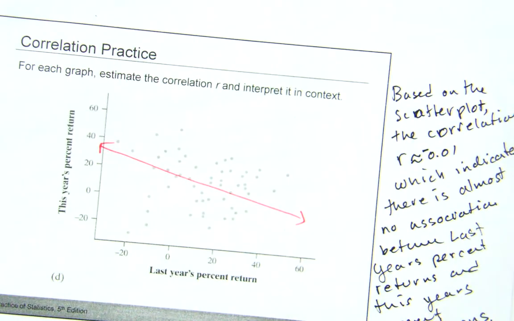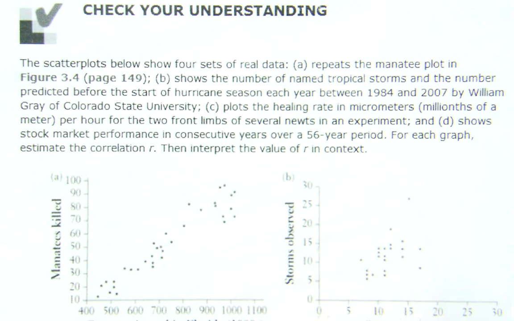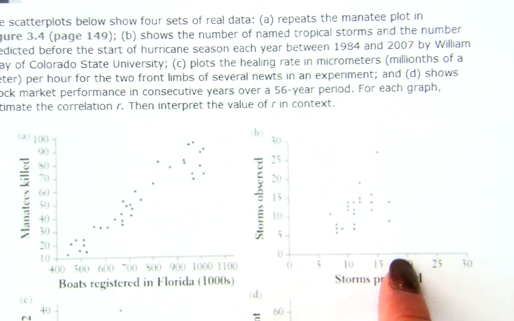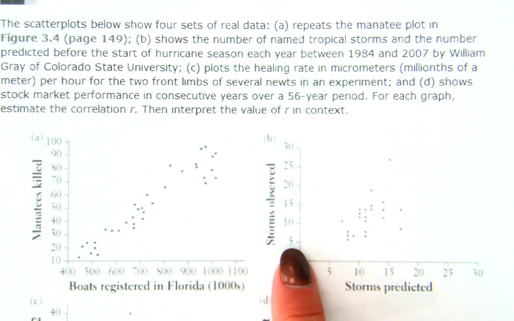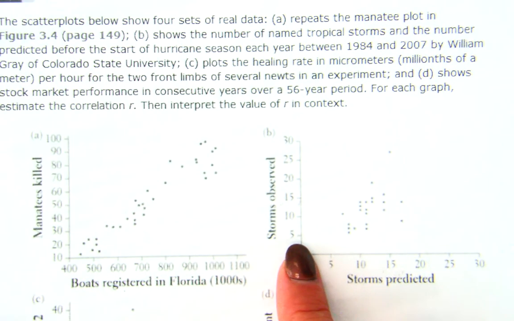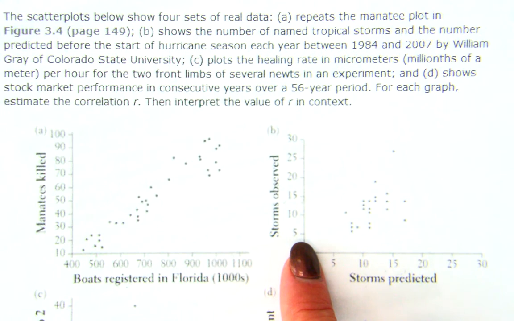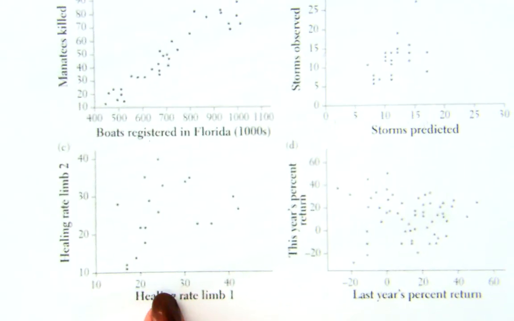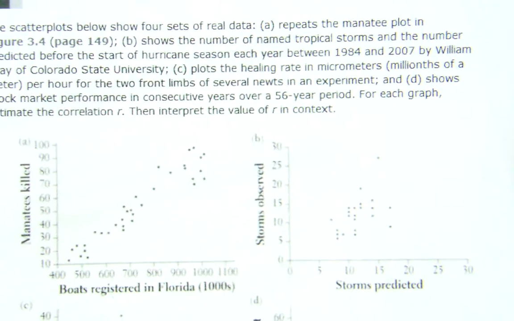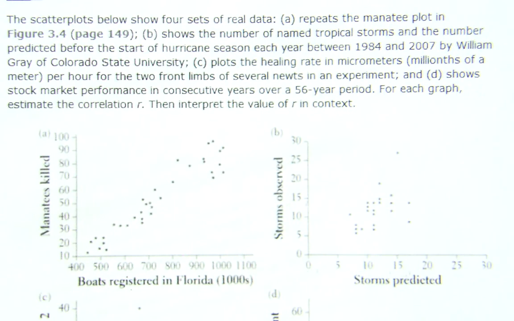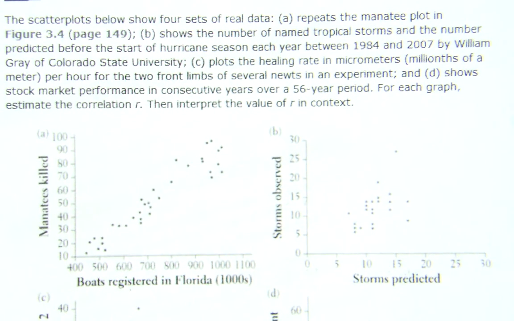Your turn, basically, to estimate and interpret in the context of the question. So here is the info. The scatter plots below show 4 sets of real data. A repeats the manatee plot from figure 3.14. B shows the number of tropical storms predicted versus observed. C plots the healing rate in micrometers per hour for 2 front limbs of several newts in an experiment. Apparently newts regenerate their limbs. And D shows the stock market performance in consecutive years over a 56-year period.